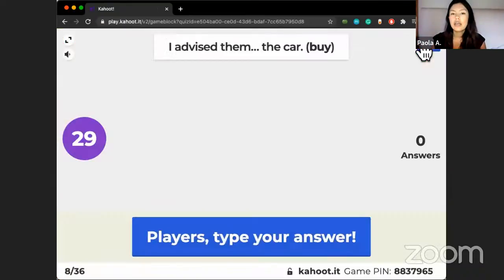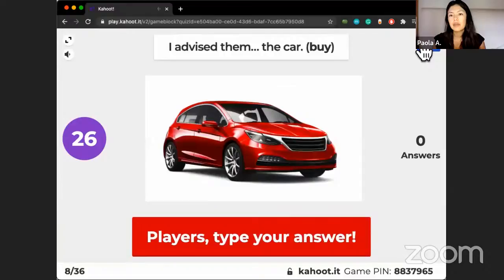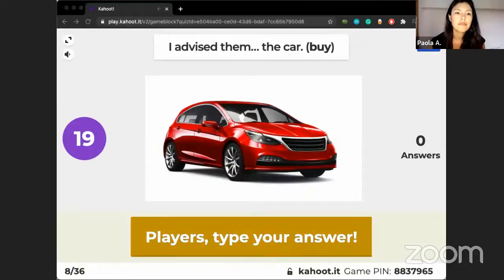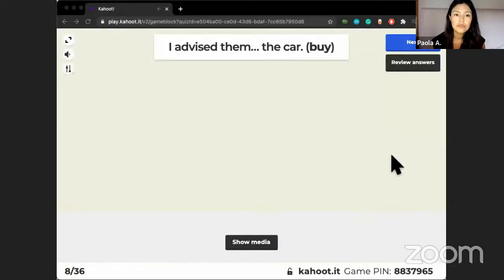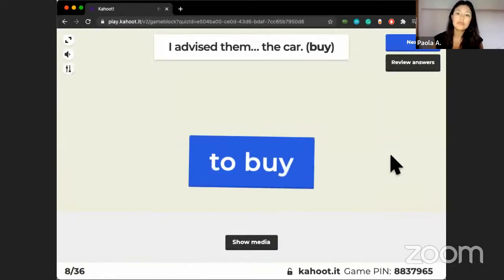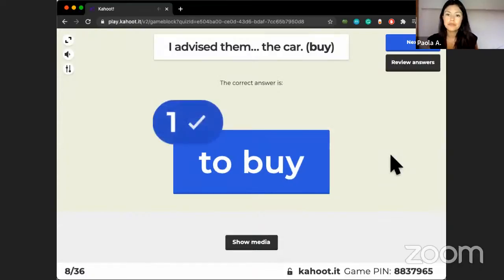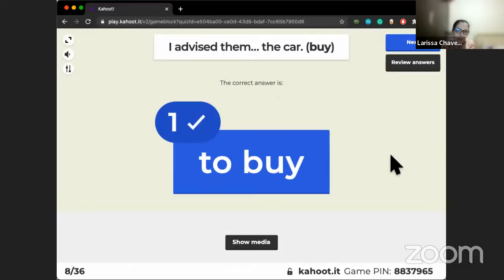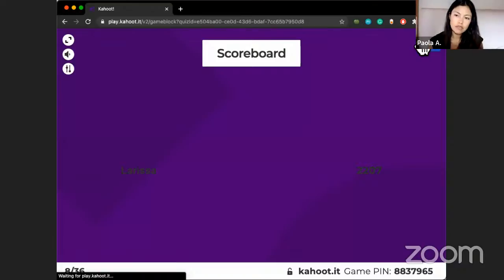Next one. Okay, what do you think? Advise. I advise them. Great. Let's read the sentence, please. I advise them to buy the car. Excellent. Very good. So after advise, we use an infinitive.